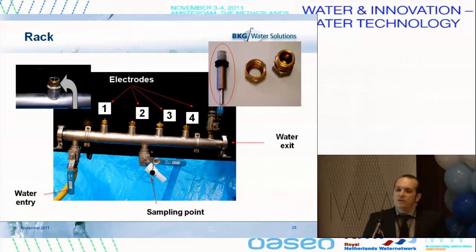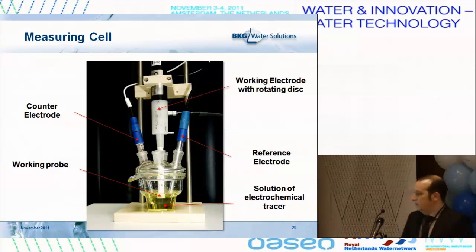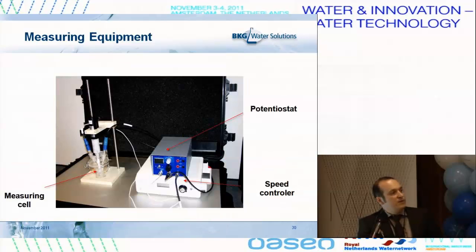And always when you want to make a measurement, you take out one of these sensors and put it into a measuring cell. This measuring cell has a counter electrode, a reference electrode, and your working electrode with a rotating disc you put here. Additionally, you have, of course, a potential start and a speed controller. And here's the measuring cell with your electrode.